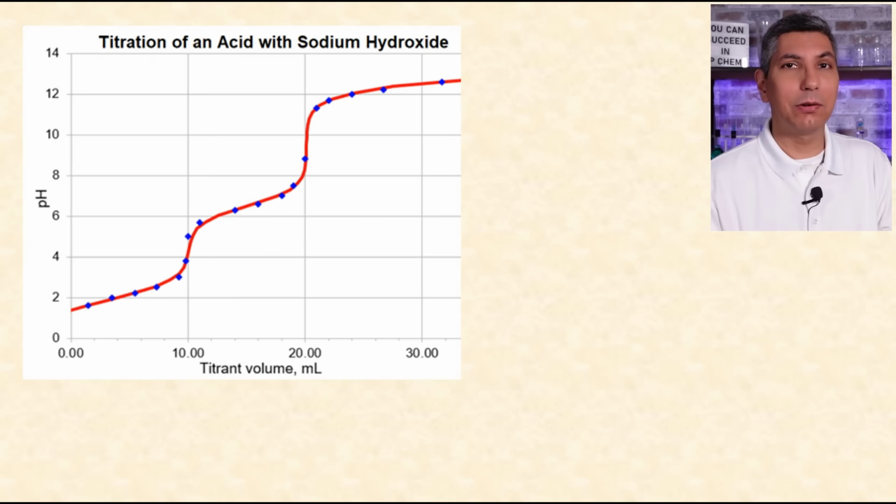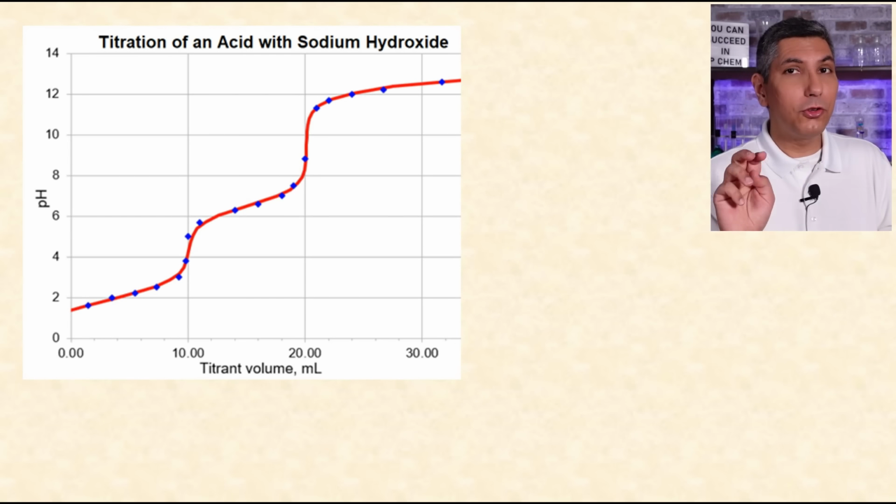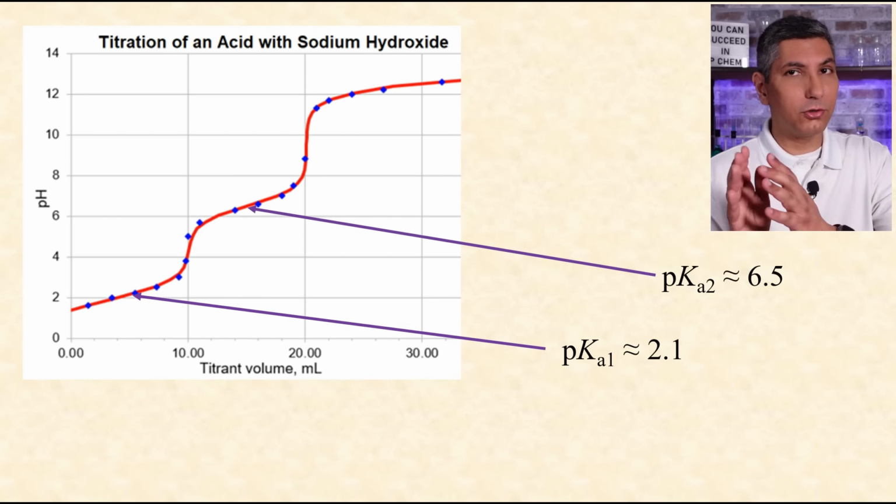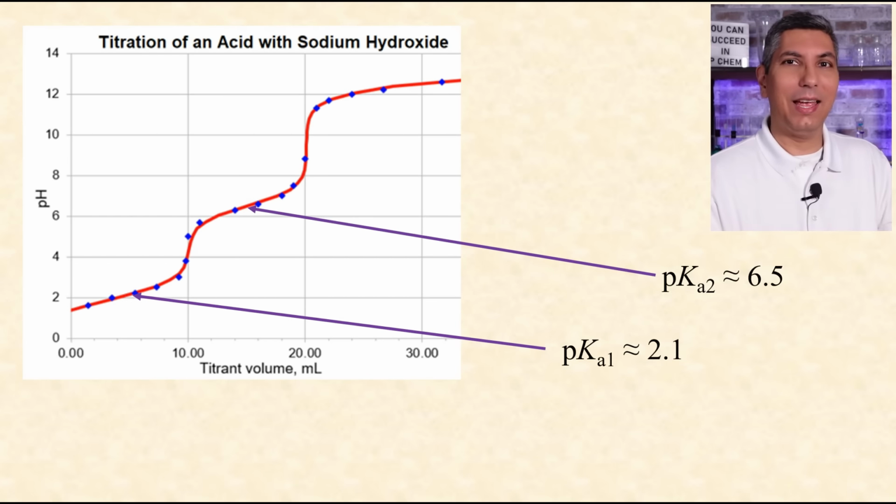For polyprotic acids, the number of inflection points tells you the number of acidic hydrogens in the acid. With 2 inflection points, there are also 2 half equivalence points. So you can estimate the first Ka and the second Ka.